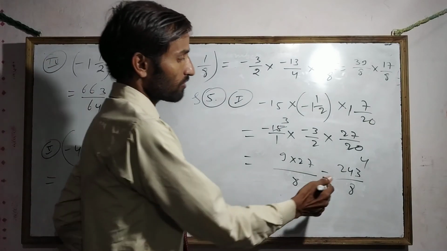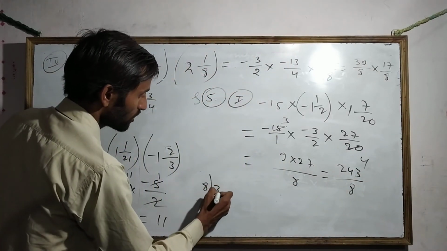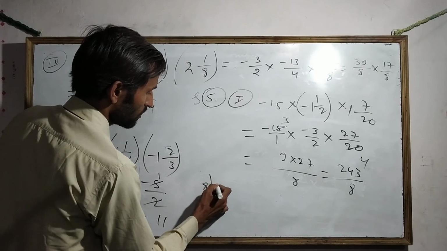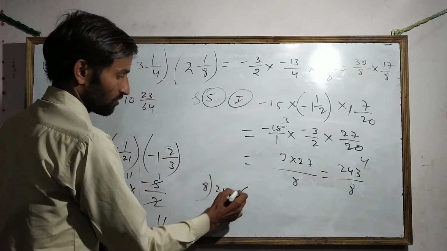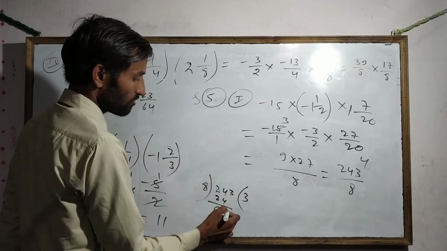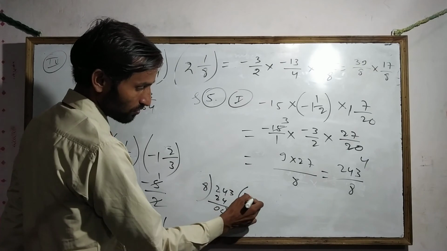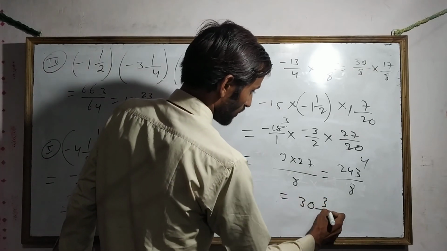Now if you want to convert into a mixed fraction also, then just divide 243 by 8. How much will come? So 3 ja we can divide by 3 ja 24. Both are cancelled. You want to write this 3. You have to write 0 here also. So it will come 30 whole 3 upon 8, the answer.